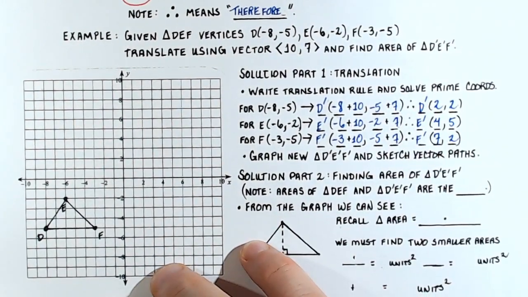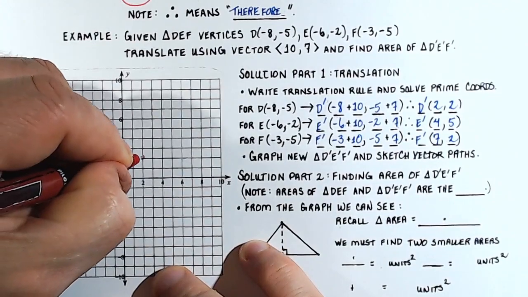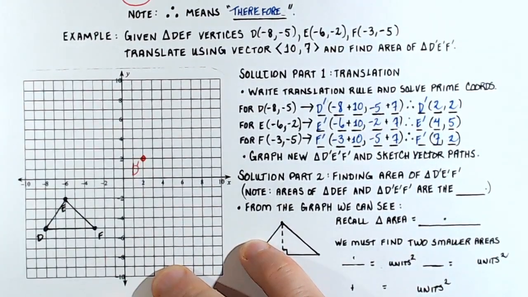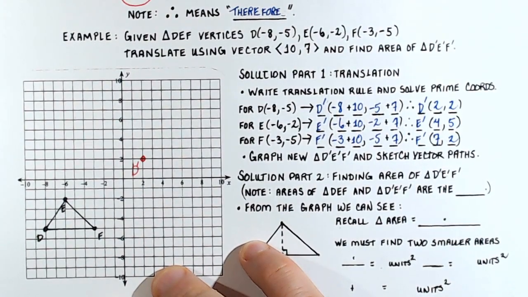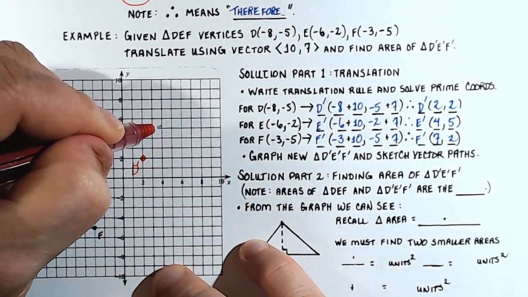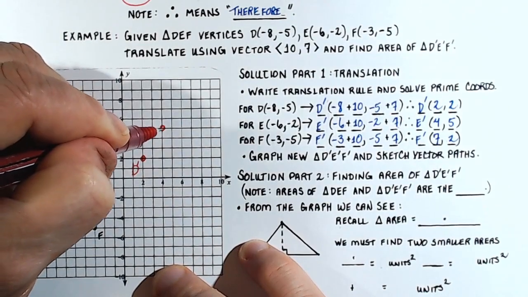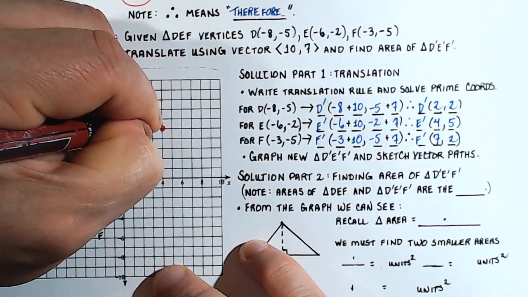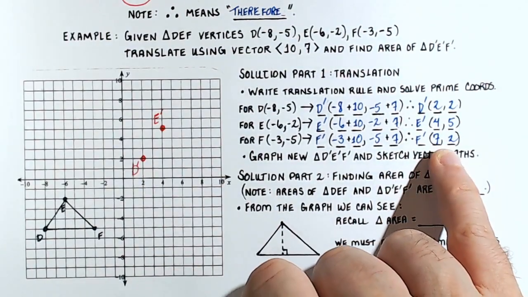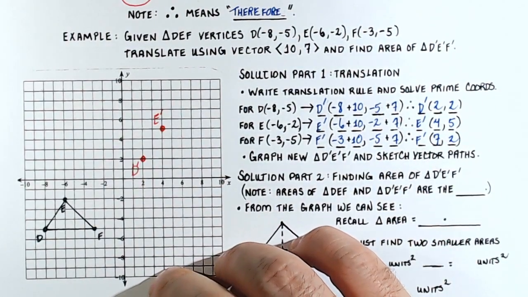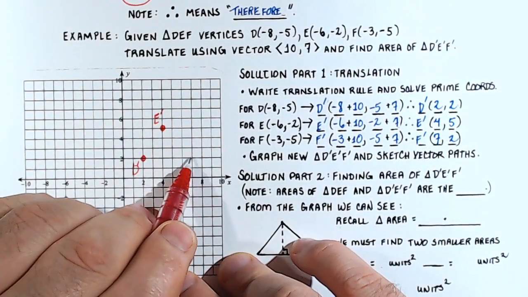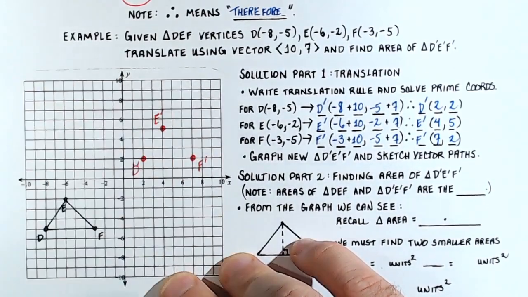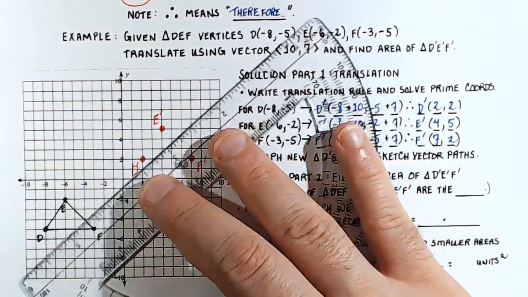So D prime is located at 2, 2, right here. Make sure to label it D prime. E prime is at 4, 5, and that would be right here. Okay, and that would be E prime. And F prime is at 7, 2. Okay, here's 7, 2. And that's F prime. Let's connect them together to make a triangle.